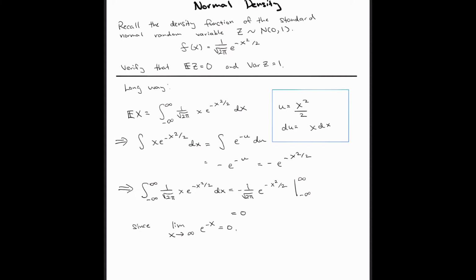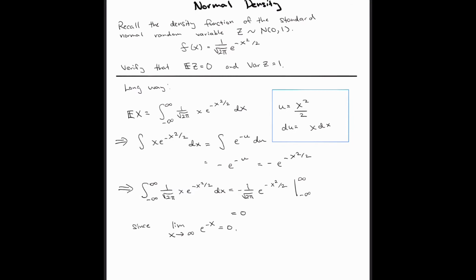So this implies that the integral, now let's put the limits back in from minus infinity to infinity. Since we excluded the 1 over root 2 pi, let's put it back in. It's 1 over root 2 pi times minus e to the minus x squared over 2 from minus infinity to infinity. And this is 0, because if you take the limit of e to the minus x as x goes to infinity, then that's 0, because you're exponentiating a really small number over and over again. So the limit is going to be 0.